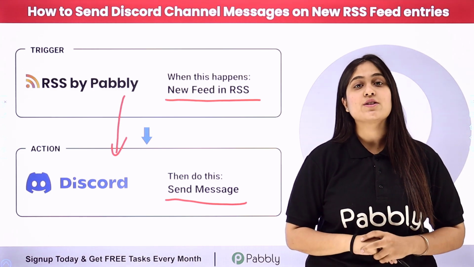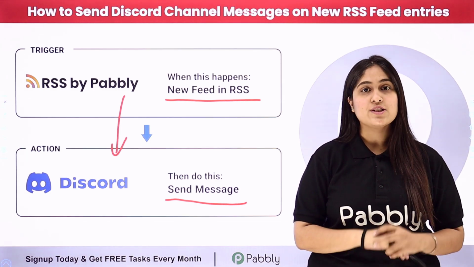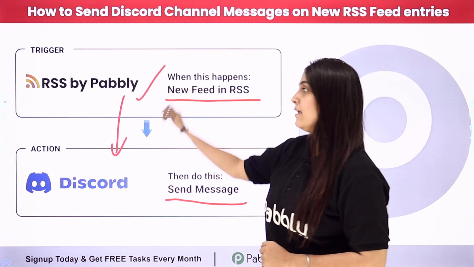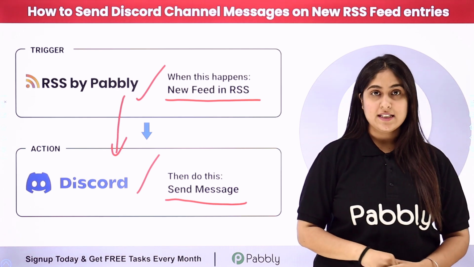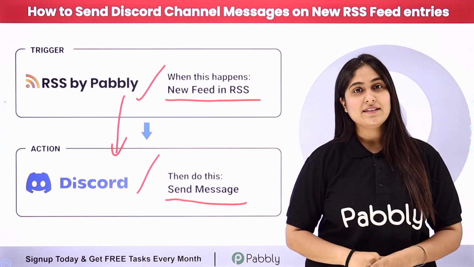So here Pabbly Connect works on two principles, that are trigger and action. So here our trigger application will be RSS by Pabbly and our action application will be Discord. So to learn this process step by step, let me take you to my screen.